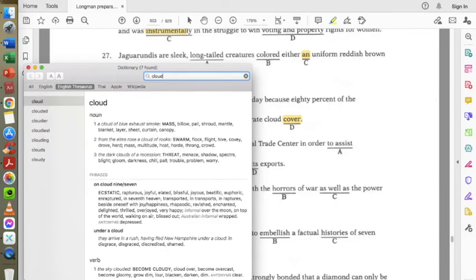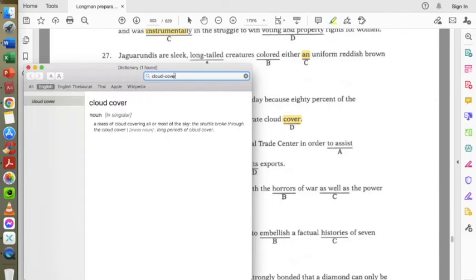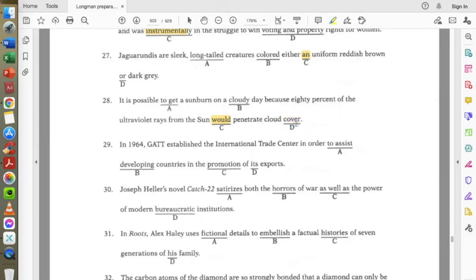No, cloud cover is going to be hyphenated. No, cloud cover, all right. And so that is 2 words, so "would" is the first guess because would is used for the unreal conditional. Will penetrate cloud cover.